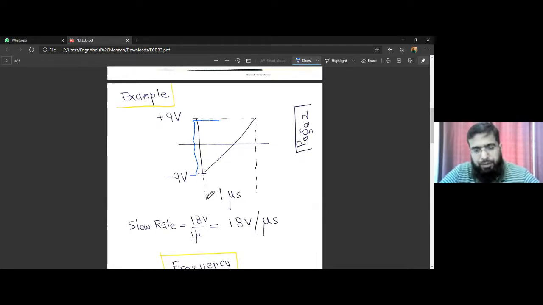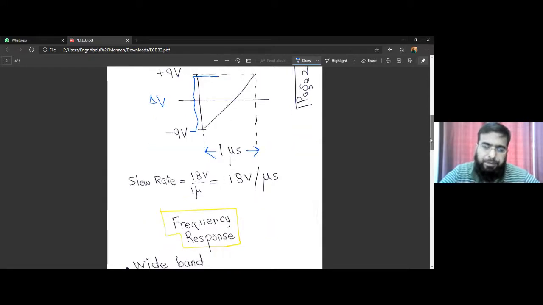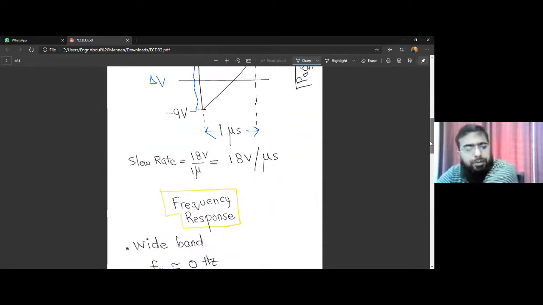So it's given that the time taken by the output to reach plus 9 volts starting from minus 9 is 1 microsecond. So the net change del V is from minus 9 to plus 9, which is a change of 18 volts. So 18 volts divided by 1 microsecond. So 18 volts per microsecond is the slew rate for this op-amp. Right. So it's a very important concept.